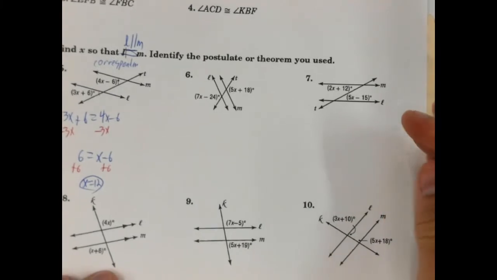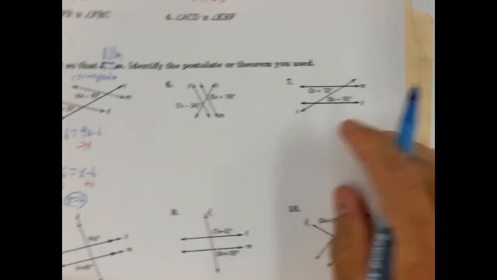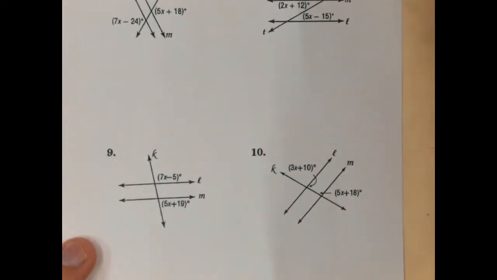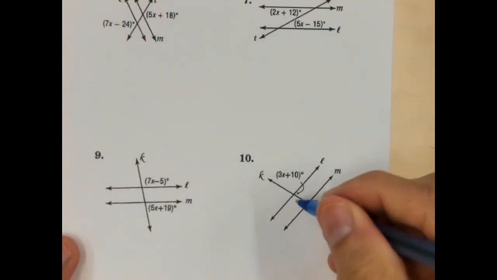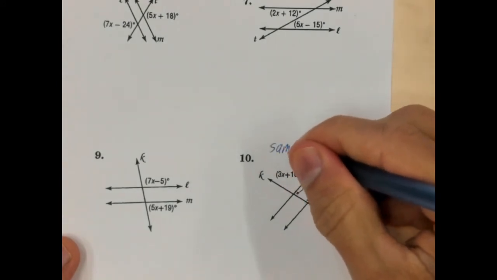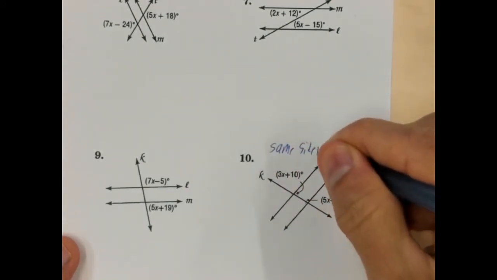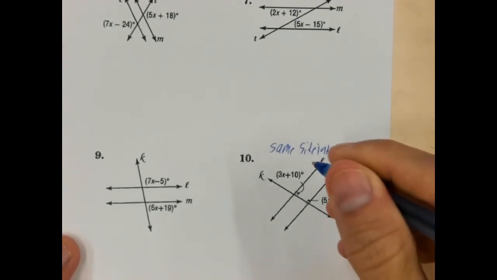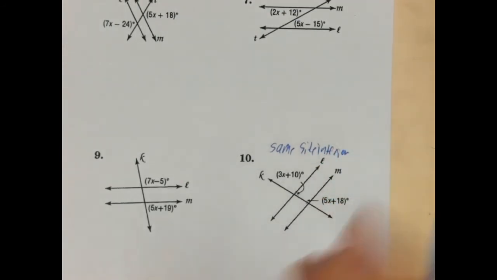Let's do one more. Let's do number 10, actually. So let's zoom in a little bit better here. So these two angles here would be same side interior. And we know in order for the lines to be parallel, the same side interior angles would have to be supplementary. And I'll remind you, supplementary means they have to add up to 180 degrees.